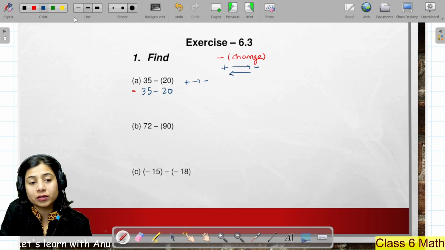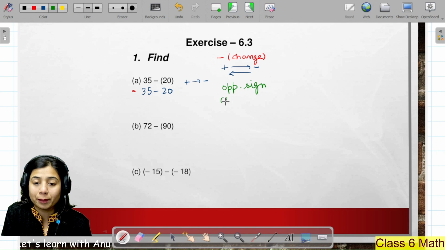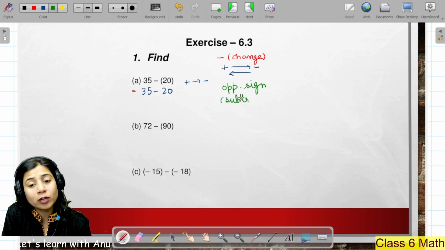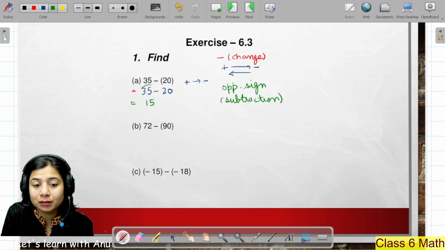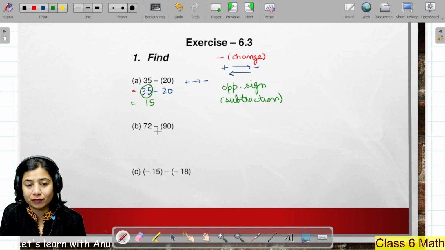The next rule that we are going to use is that if we have opposite sign, then subtraction is going to happen and sign will always come of bigger number. So here we have opposite sign of integers, one is positive, other is negative. So we have 15 and sign will come of bigger number, that is 35. So we have plus 15.